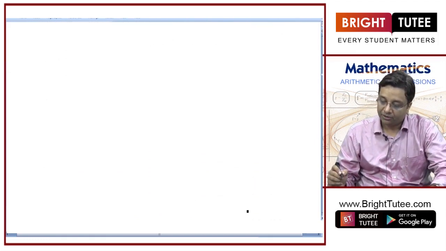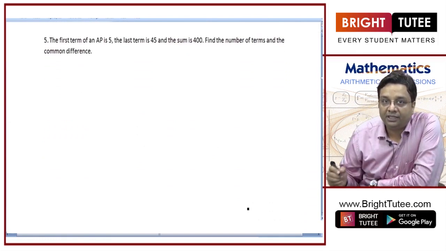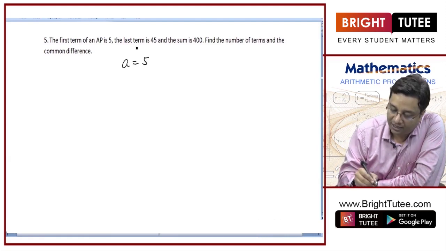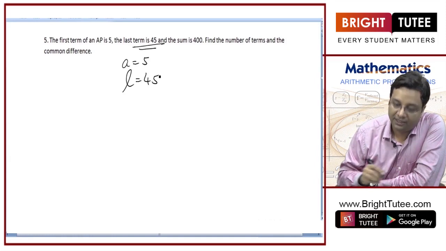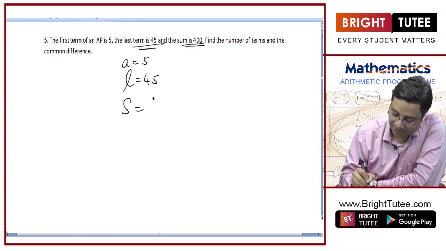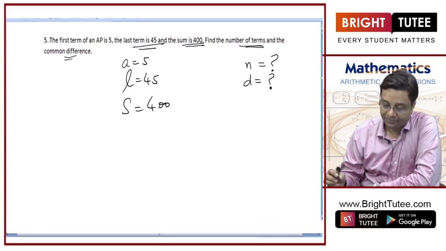Okay. So let's look at the next question. The first term of an AP is 5. So A is equal to 5. Last term is 45. So L is equal to 45. Sum is equal to 400. S is equal to 400. Find the number of terms and common difference. We need to find n and common difference d. So this is our question.